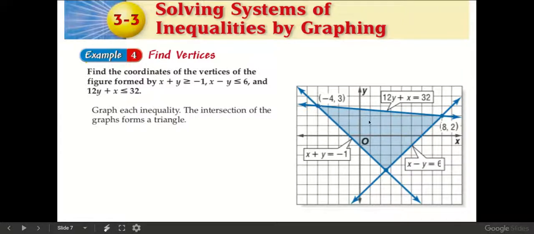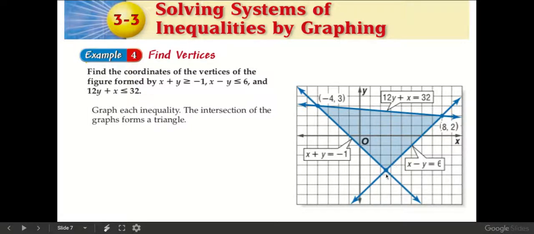Well, luckily, these two vertices land exactly on whole numbers. So you can easily count like, oh, -4, 3 is that vertex. And then you can count this way, 8, 2 is that point. So that's that vertex. If you notice, this point does not fall perfectly on the grid, which means this is not a perfect set of whole numbers. So how could we find this point?